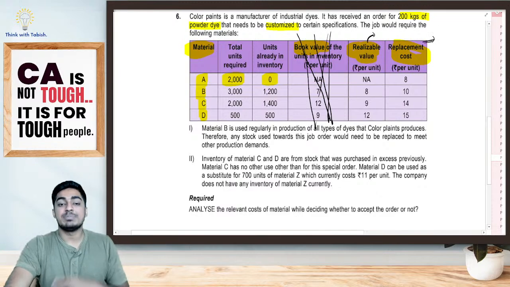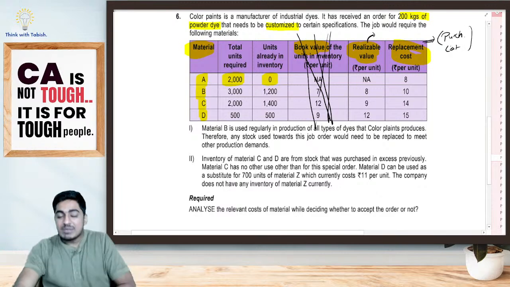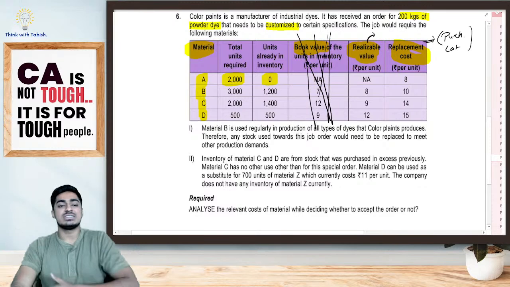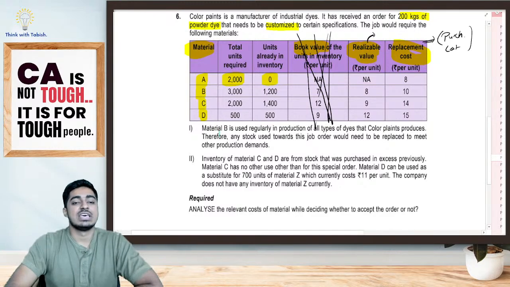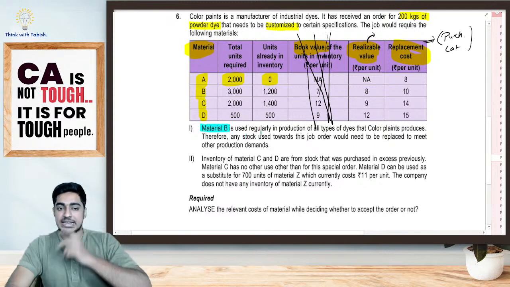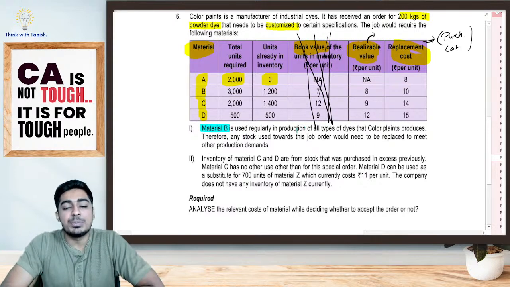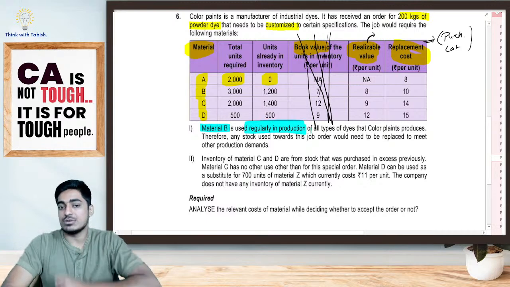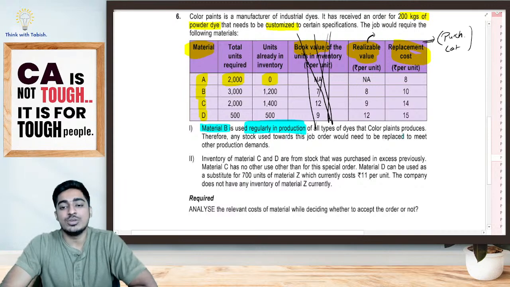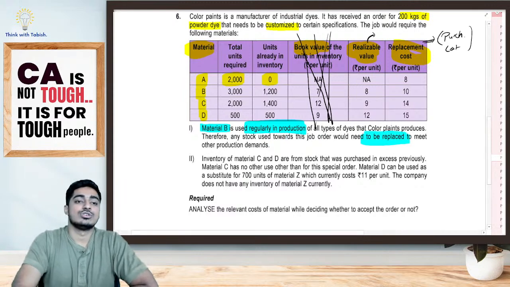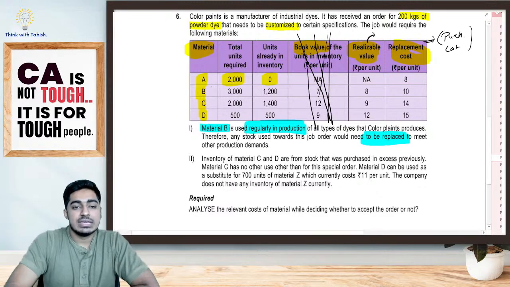Replacement cost. See, purchase cost is not separately given, so we will assume this itself is my purchase cost. Because today if I am replacing, what I have to pay? It's the purchase cost, one and the same. Now let us have a look at the additional points which are given. About raw material B, they are telling it is used regularly in production, therefore any stock used towards this job would need to be replaced. So what is it about raw material B? It is regularly used.